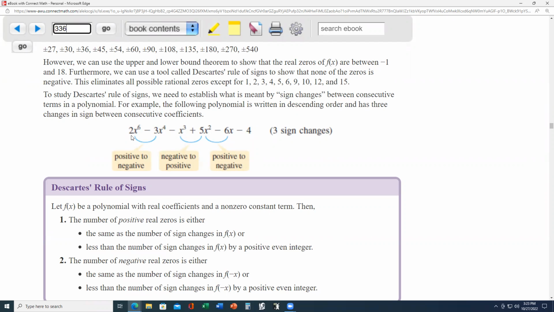All we do is count the number of sign changes that occur between the terms of a polynomial. If I go from a positive to a negative term, that's considered to be a sign change. If I go from a negative to a negative term, that is not considered to be a sign change. If I go from a negative to a positive term, that's a sign change, and a positive to a negative term is a sign change, and a negative to a negative term is not a sign change. So we can see that in this polynomial here, there are 3 sign changes that occur.